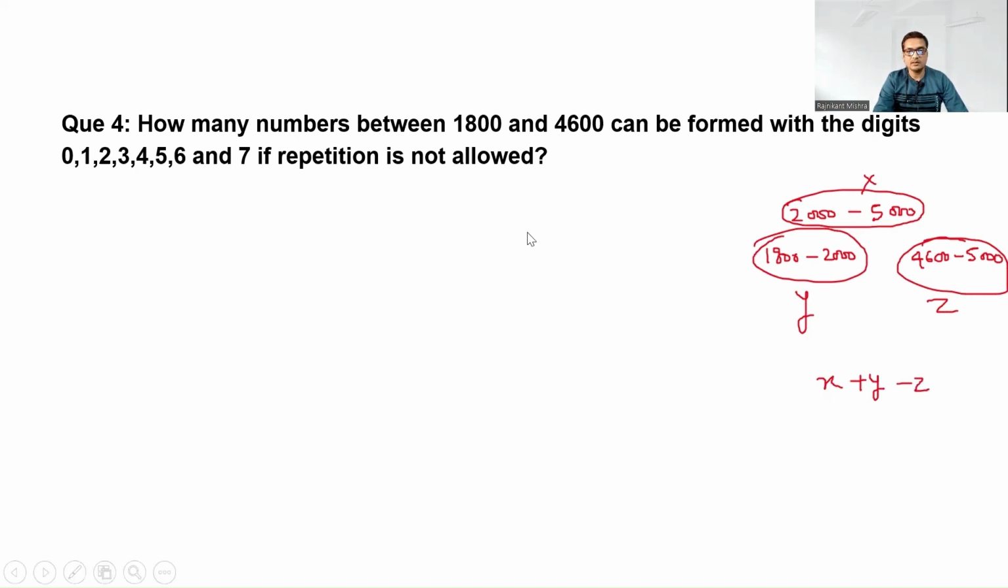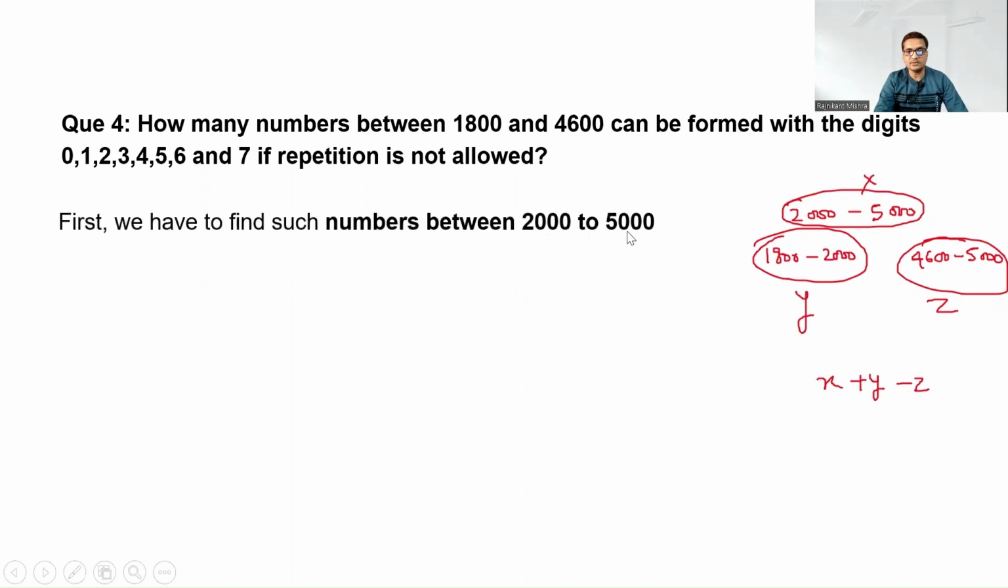Step number 1, the numbers between 2000 and 5000. All numbers have 4 digits, so we have 4 positions: unit, tens, hundreds and thousands. For the first position, we have only 3 choices, 2, 3 and 4.